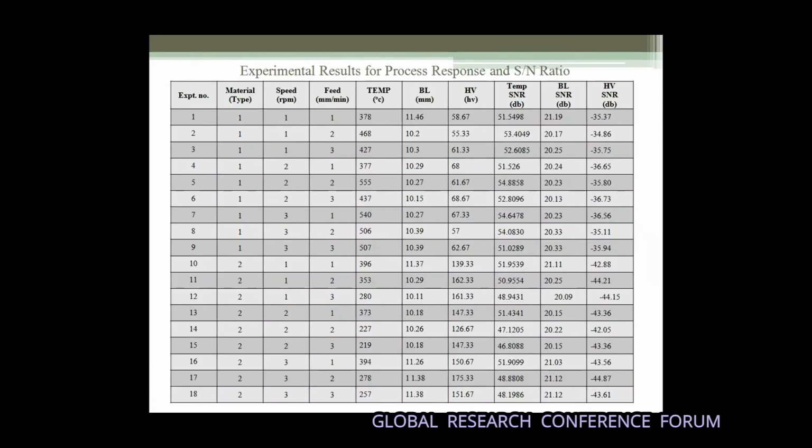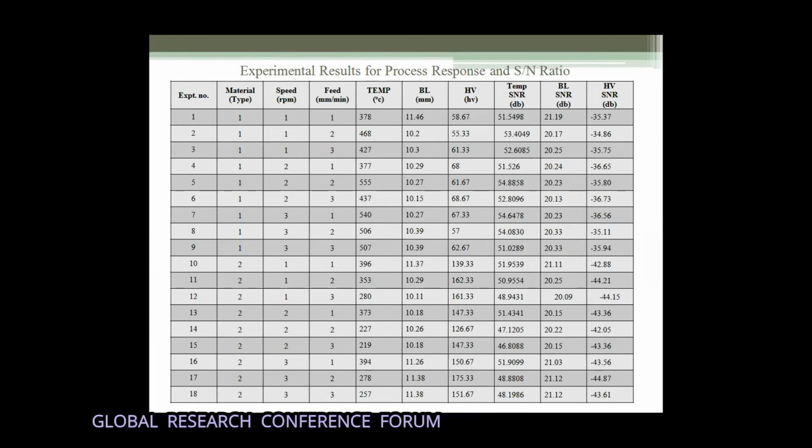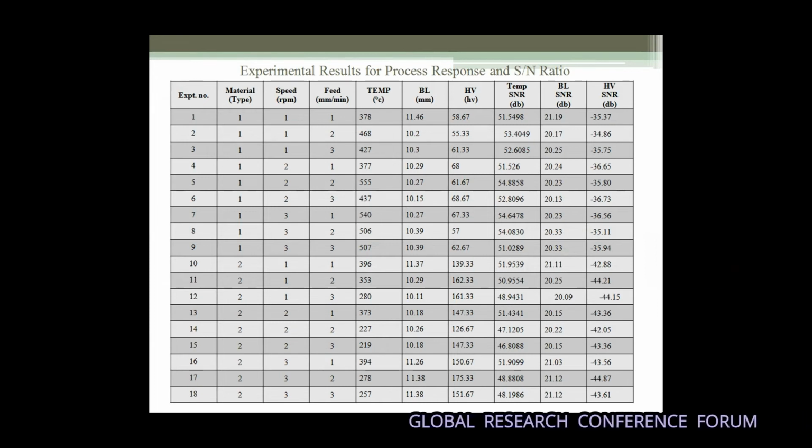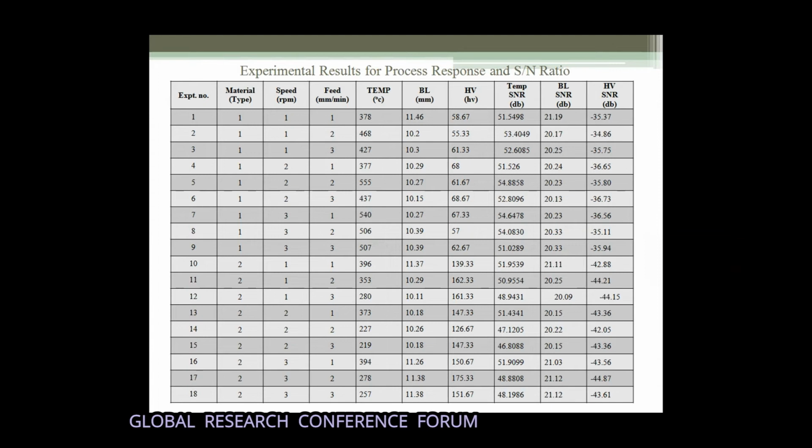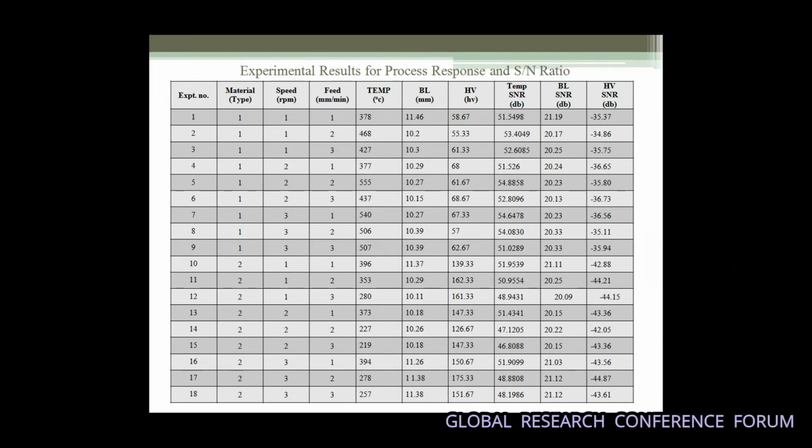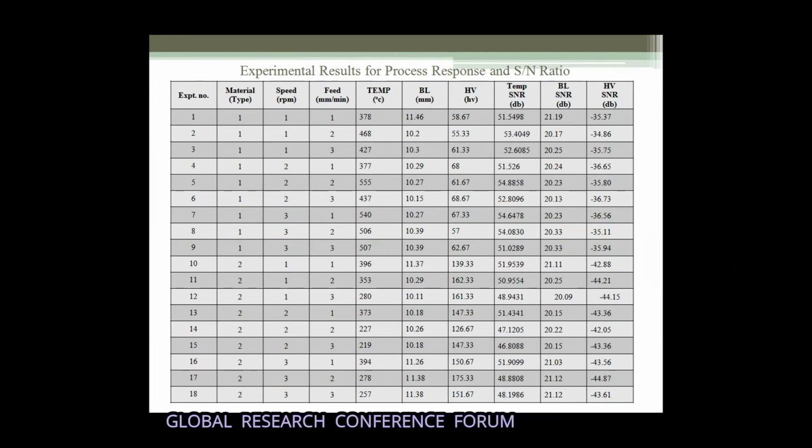This is the experimental table. Whatever experimentation we have carried out was with the help of the L18 table. We used the Taguchi L18 table. Accordingly, we designed the table, set the speed and the feed, and did the material variations. Number one is mild steel and number two is aluminum.